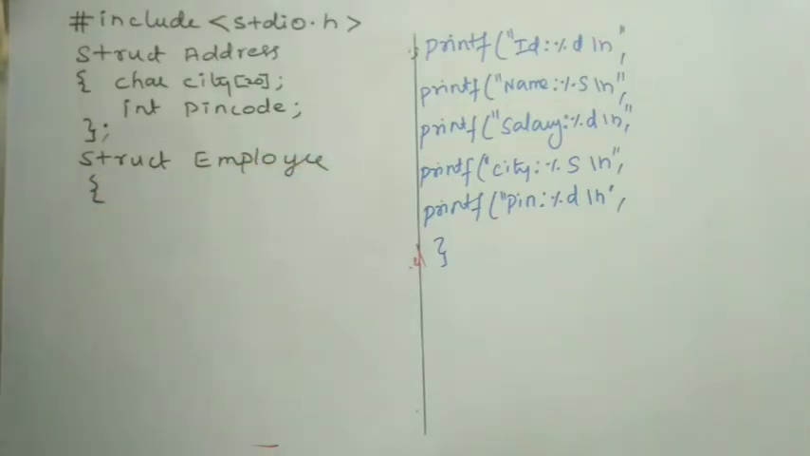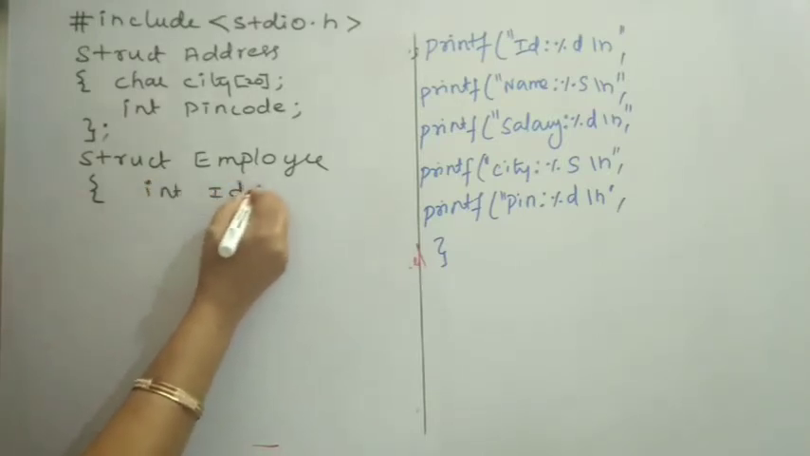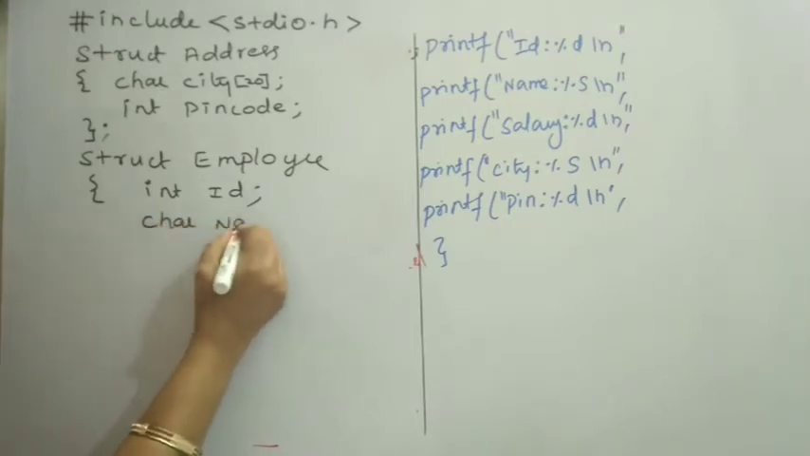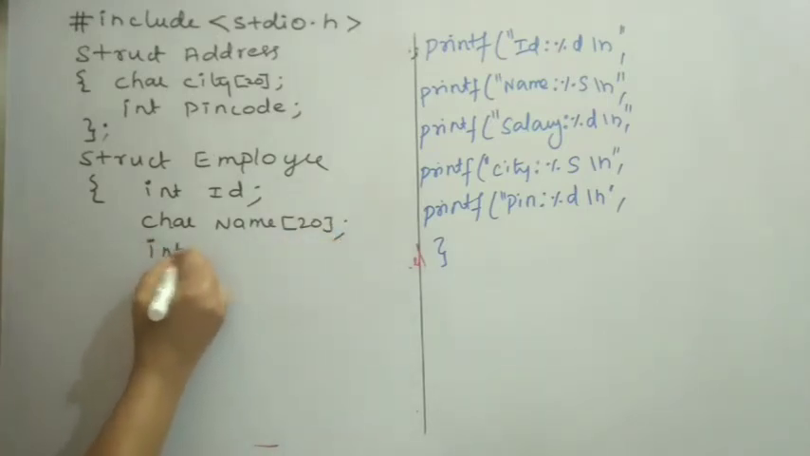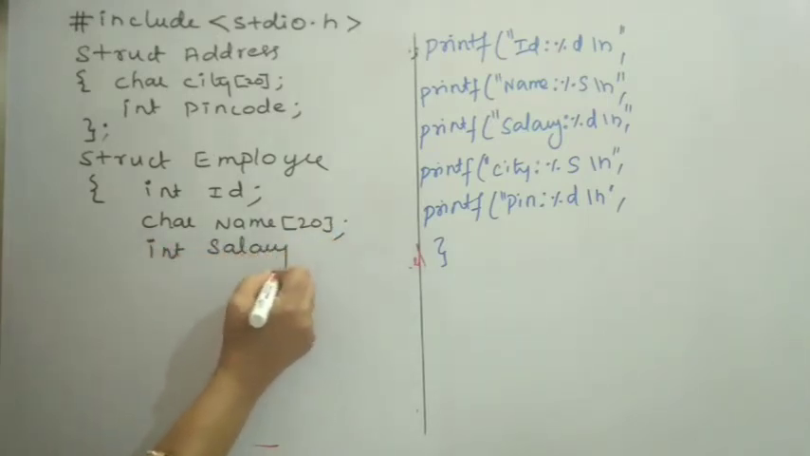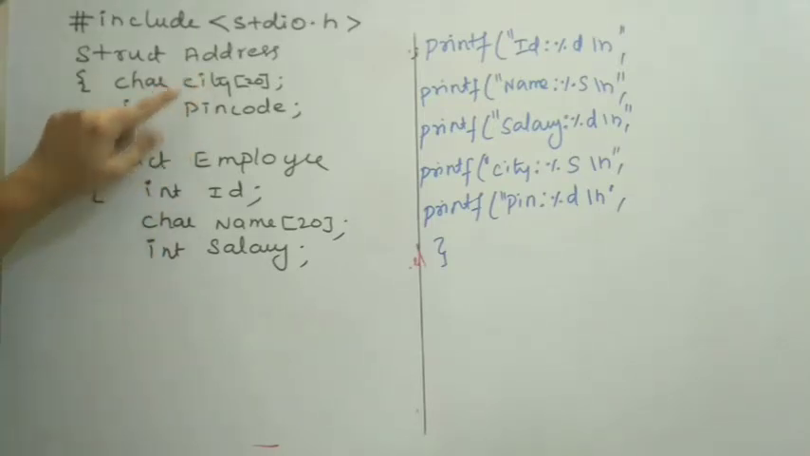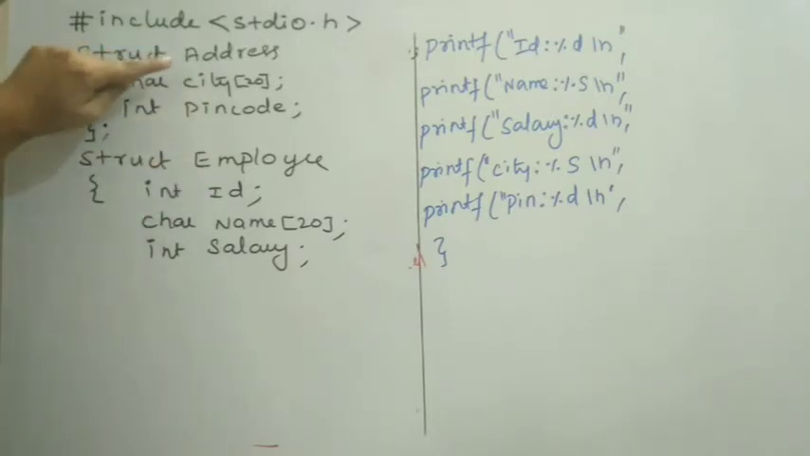Employee contains 4 data members. One is integer ID, next one is character array name, and then the third one is integer data member salary, and the fourth one is, here I am not going to add the entire definition of the inner structure, but the structure variable of the inner structure which is defined outside this outer structure, that is employee. So I need to include a structure variable of this structure, that is address.